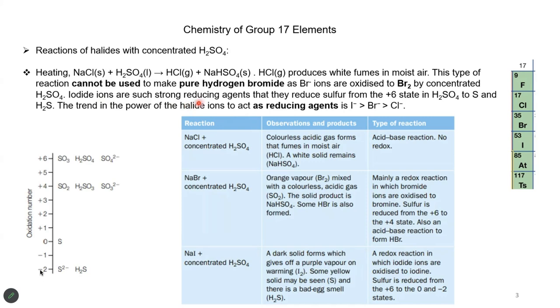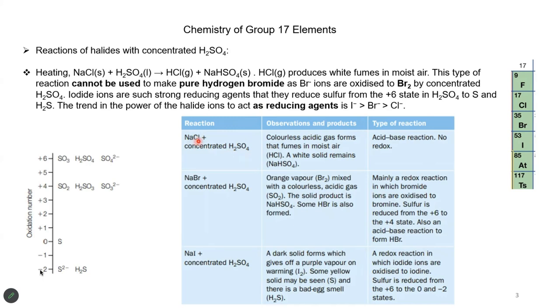Iodide ions are much stronger reducing agents compared to bromide and chloride ions. And therefore, reacting sodium iodide or an iodide compound with concentrated sulfuric acid, we do get iodine instead of hydrogen iodide.